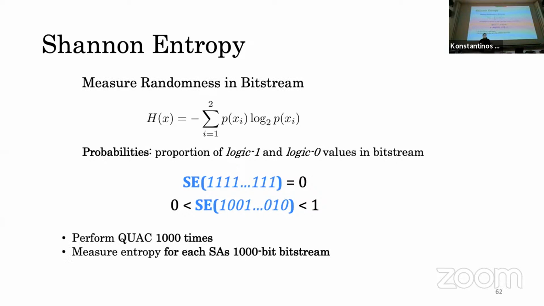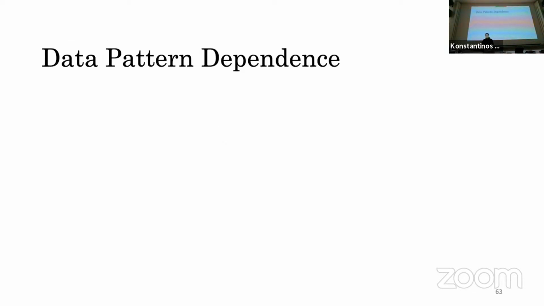In order to gather the bit streams to test for Shannon entropy, QUAC is performed 1,000 times, and for each sense amplifier, we thus get a 1,000-bit bit stream. The first thing that the paper analyzes is data pattern dependency. So here it assesses whether or not the data pattern with which the 4 rows are initialized contributes to the amount of entropy that QUAC produces on those 4 rows.